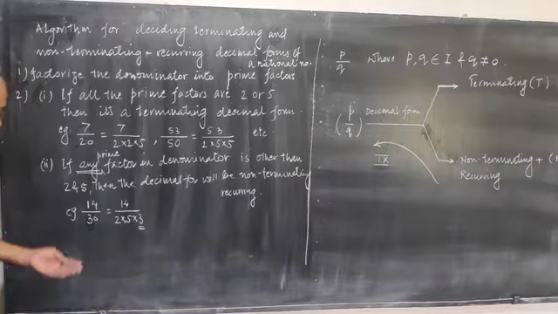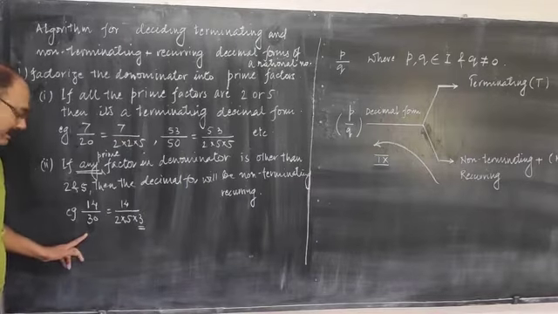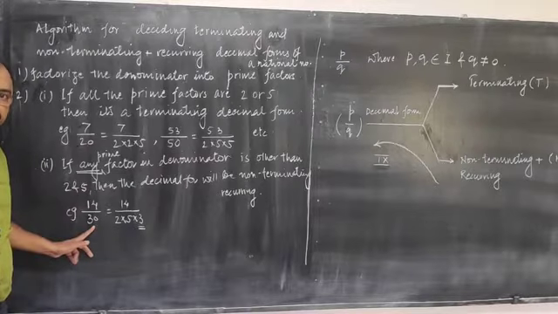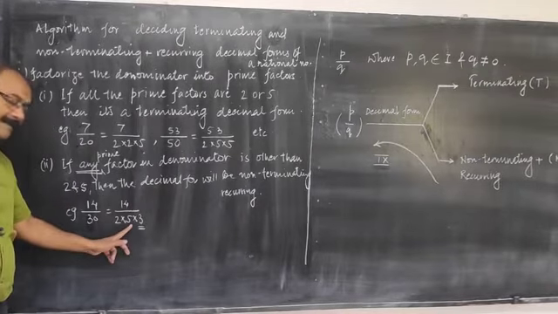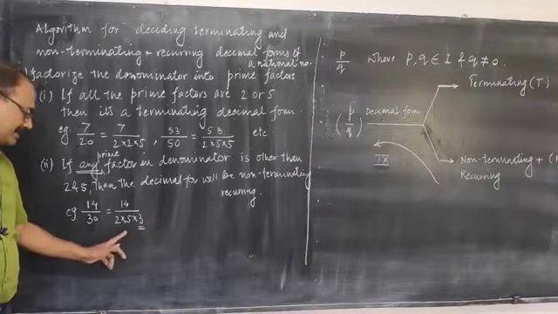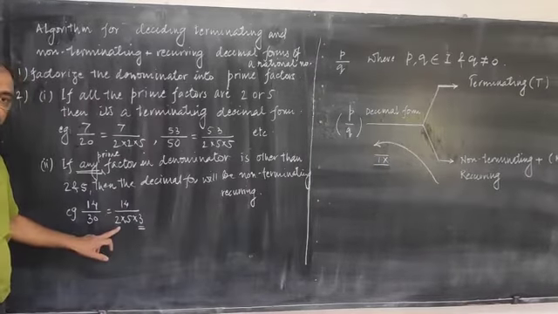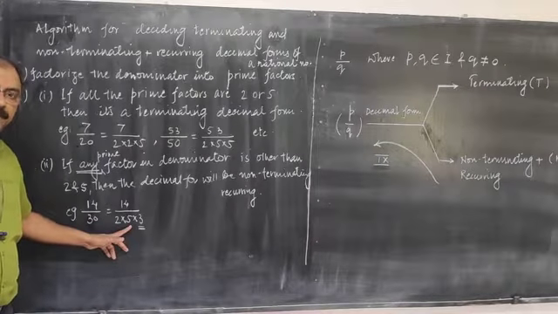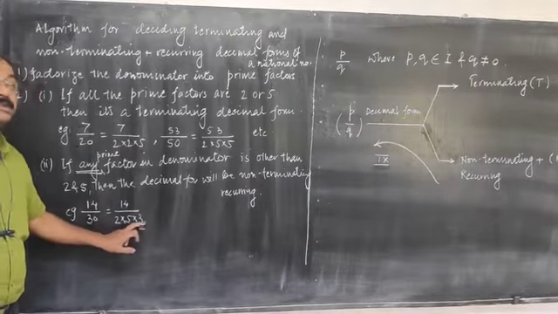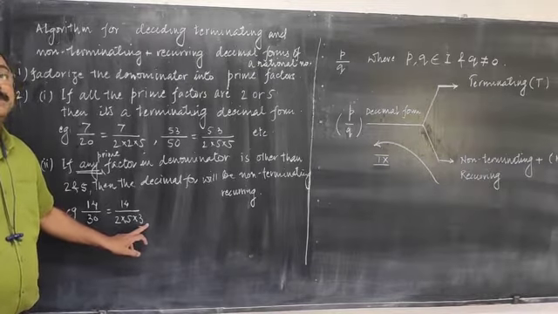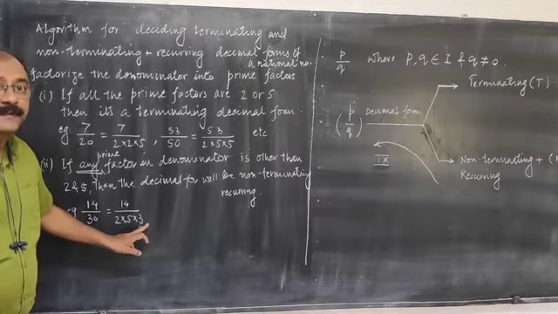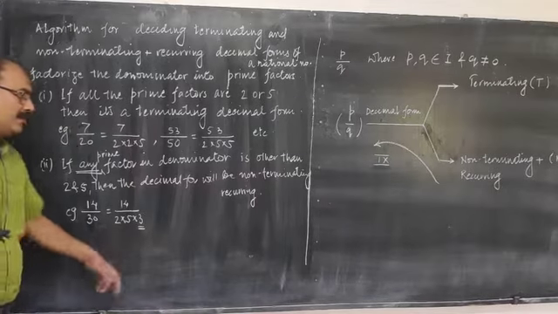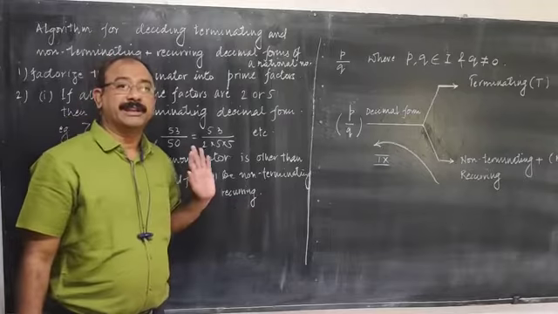Example: 14 upon 30. Divide this into prime factors. 2 into 5, 10, 10 into 3, 30. So these are the prime factors. This is 2, okay, fine. Next 5, accepted. But the third factor is other than 2 and 5. Therefore, the decimal form of this rational number will be non-terminating recurring.